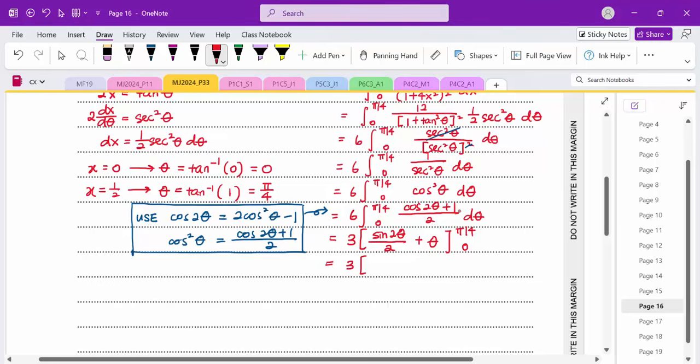And now you can start substituting the values inside. Sine 2 theta means sine of 2 multiplied with pi over 4. So 2 times pi over 4 is pi over 2, right? So sine pi over 2, you get a 1. Substitute pi over 4 into the theta, you're having pi over 4. Substitute 0 into both terms here, you'll get 0 plus 0. Therefore, if you multiply in the constant 3 inside the bracket, you'll be having 3 over 2 plus 3 over 4 pi.